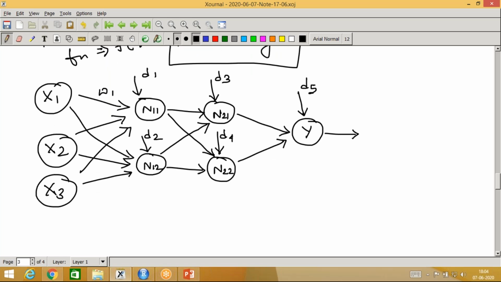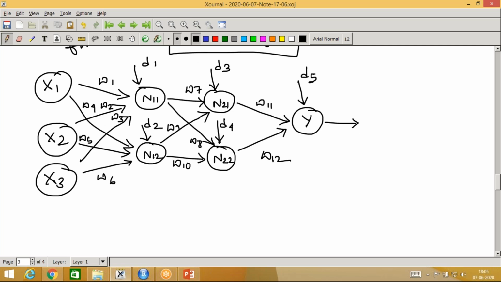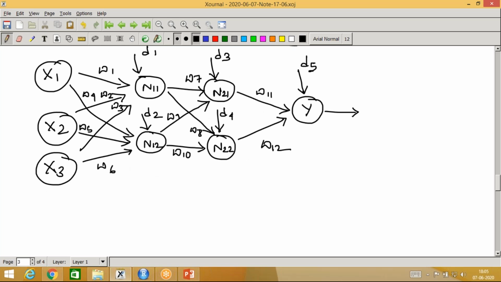So let's put the weights W1, W2, W3, W4, W5, W6, W7, W8, W9, W10, W11, W12. And I don't know what these W's are. So as Tarundeep asks, sir, how will I get these W's? Let's get these W's.